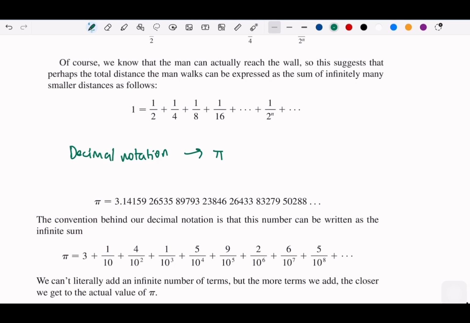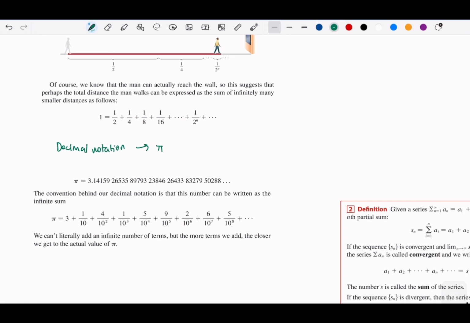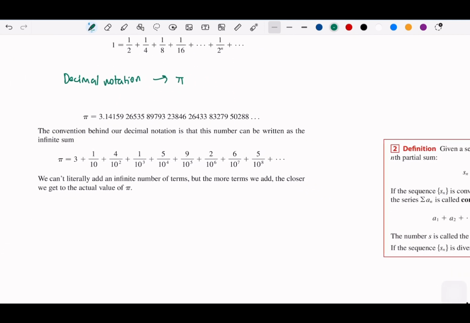So we are going to learn what we call the series, or here is another term, infinite series.